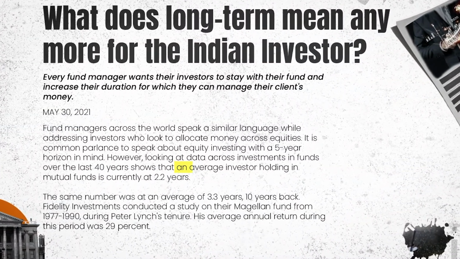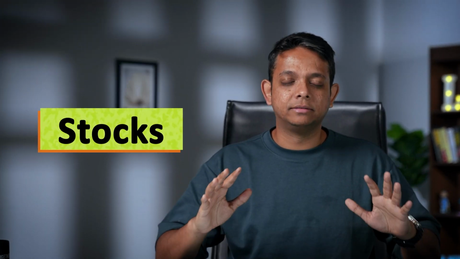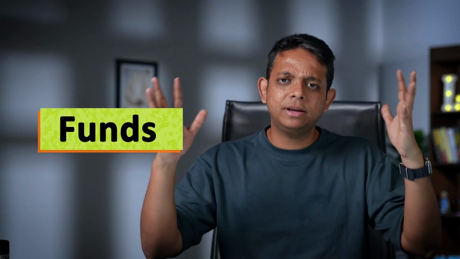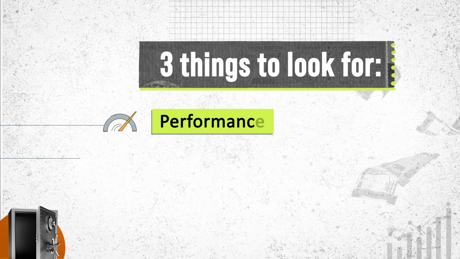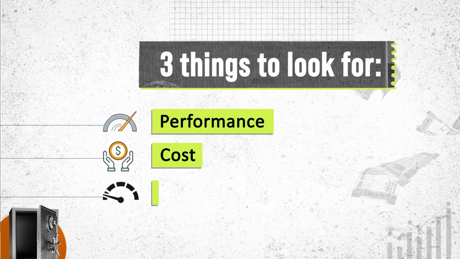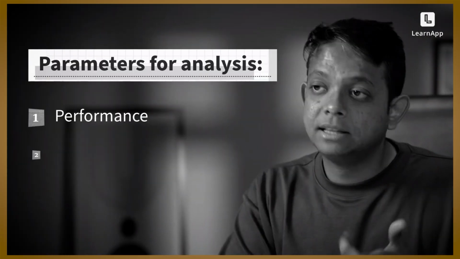The Amphi chief once said the average holding period of a mutual fund is just 2 years. No wonder no one's making money in this, because no one's holding these funds. Anyway, to analyze a mutual fund, we need to look at 3 things. That's performance, cost, and risk. So we'll do that same framework over here like we did in the debt mutual fund wala video. You can check that out over here.